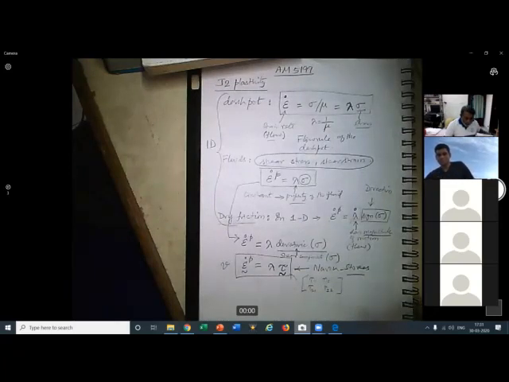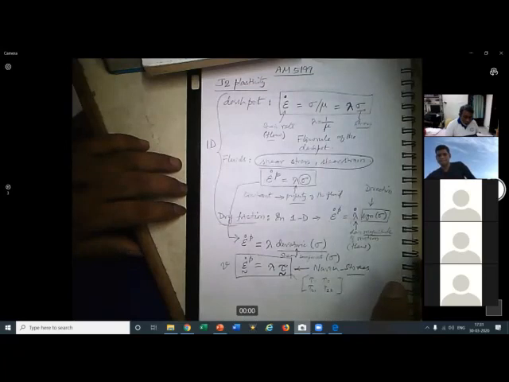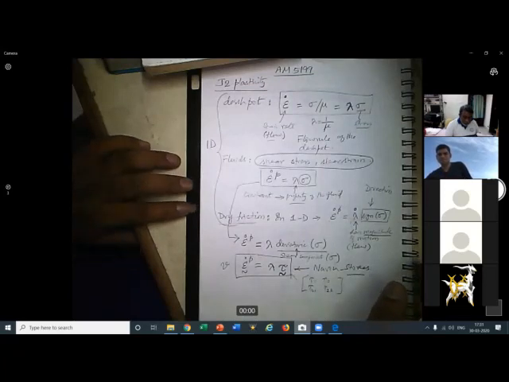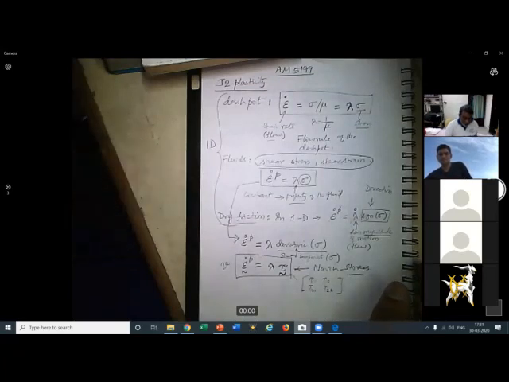Yes, sir. For the component tau, the diagonal components will be 0 or? Yes, it will be zero. I'll come to that.